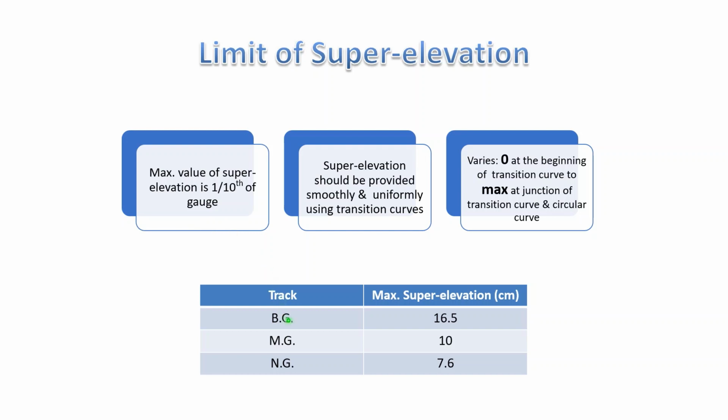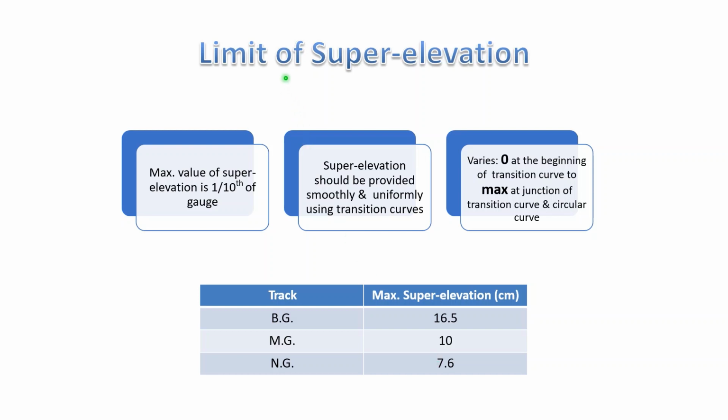For example, if you consider the broad gauge, the gauge is 1.676 meters or 167.6 centimeter. So what will be the maximum limiting value for super elevation on a broad gauge track? It will be 1/10 of it, which comes to be 16.5 centimeter. Similarly, if you consider the meter gauge, it is 100 centimeter. So 1/10 of that becomes the maximum super elevation permitted there, which becomes 10 centimeter. And in a similar way, for narrow gauge, the maximum permitted super elevation is 7.6 centimeter.